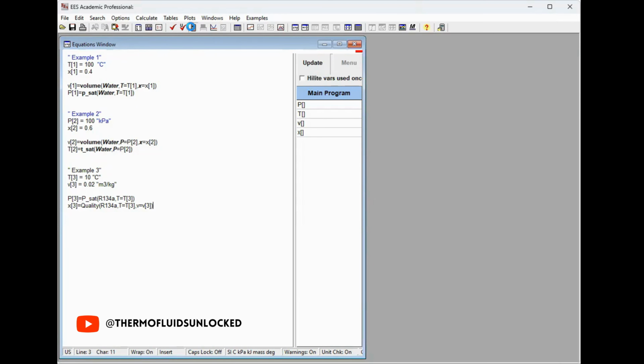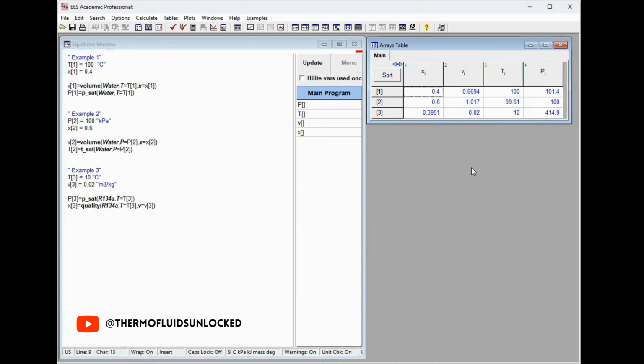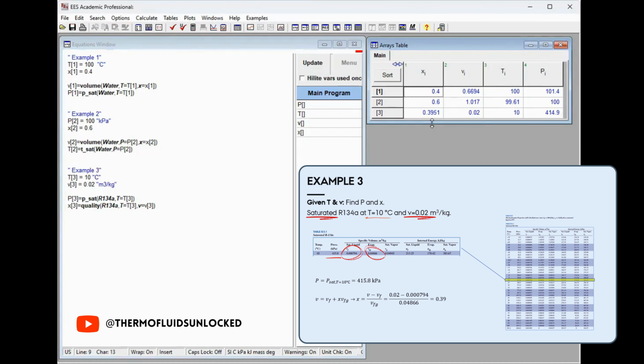And now I'm going to handle this problem with this, and it's given. So the pressure is equal to 414.9 kilopascal, and quality is around 40%. Let's look at the typical way of solving it with thermodynamic property tables of this refrigerant. They said it's saturated, so I open up the saturated table, look at temperature T equal to 10 degrees Celsius, pressure is equal to Psat, 415.8.